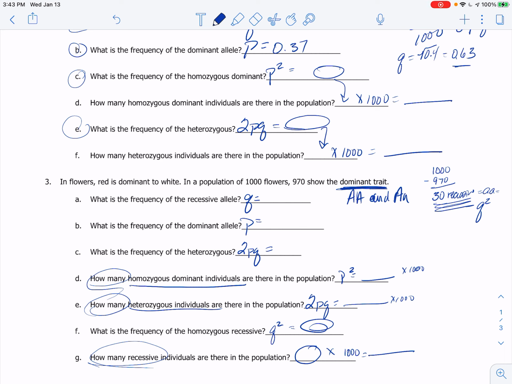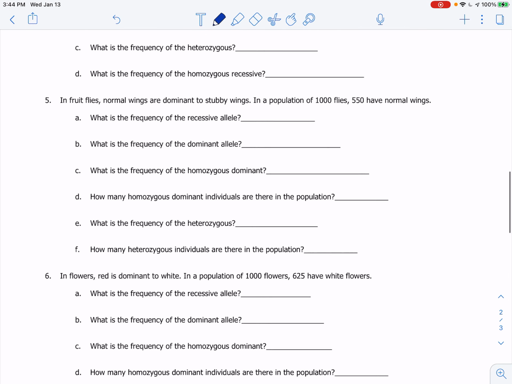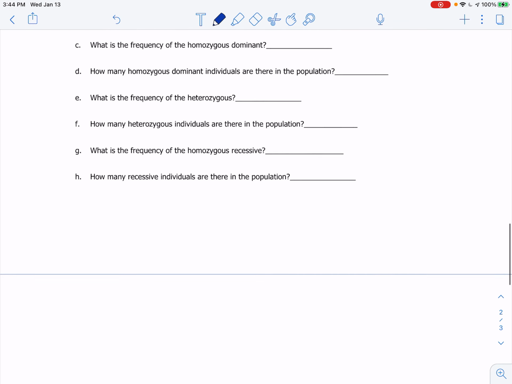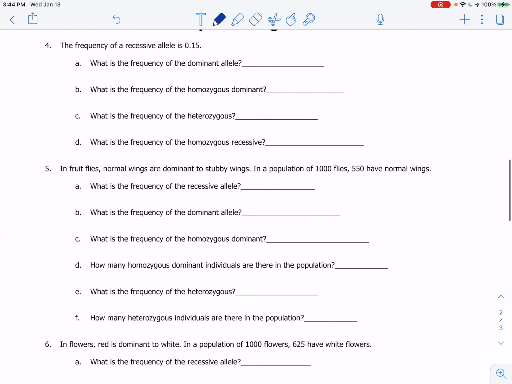All right, you are on your own for the most part on the next questions. Guys, always remember, if it gives you the dominant trait, you've got to figure out the recessive and go from there. If it gives you the recessive, you're good. We have to start with recessive because we know it's pure, little a, whereas the dominant is not. Okay, work through the rest of these, show your work, write everything out, and ask questions if you have them.